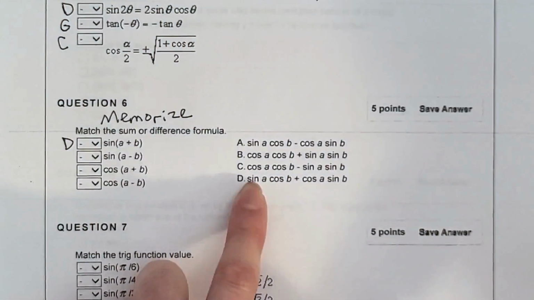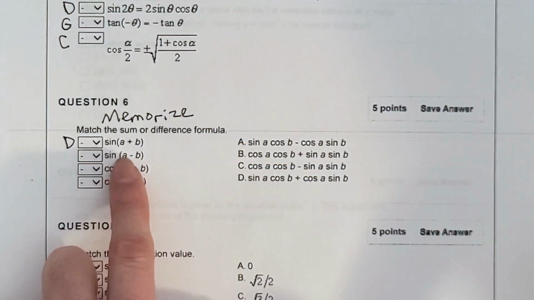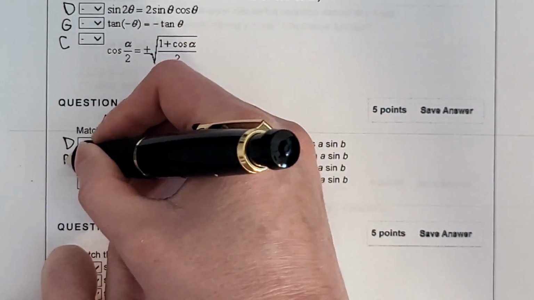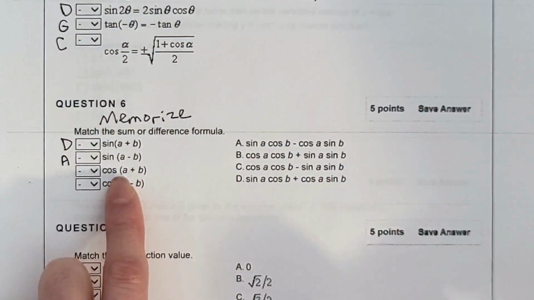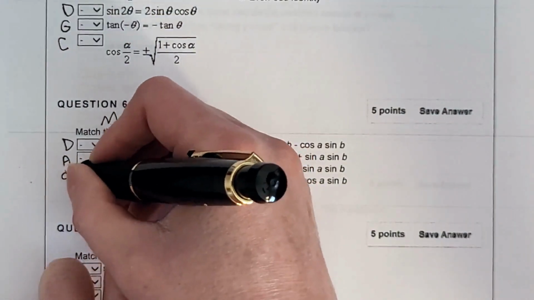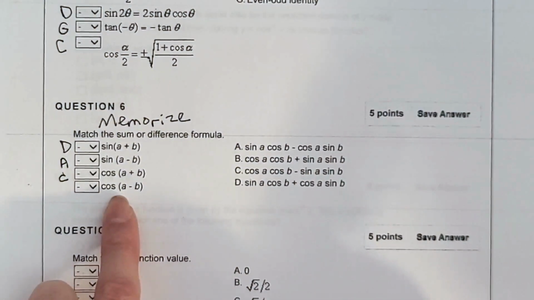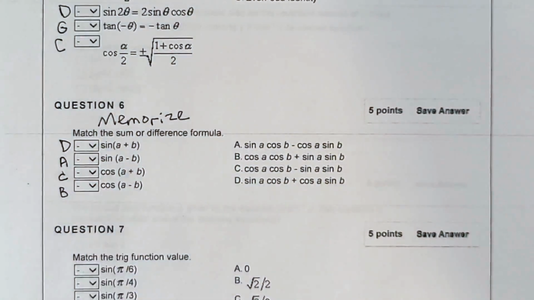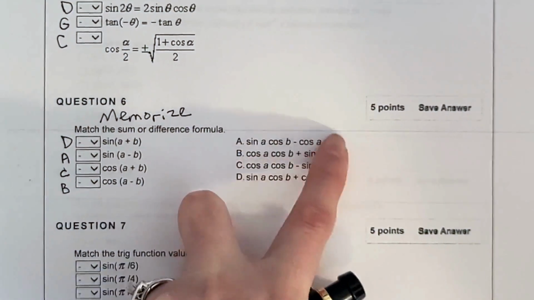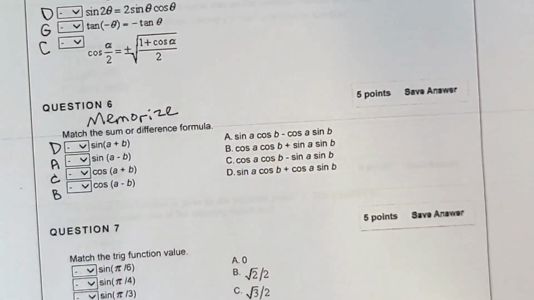So just memorize these. Sine a minus b, that is A. Cos of a plus b, that is C. And cos of a minus b, that is letter B. So make sure that you have these memorized. Of course, if this was on your test, these would probably be in different orders.